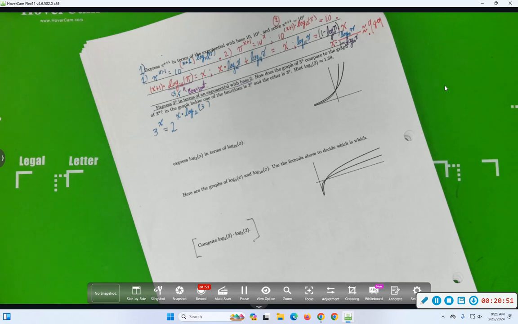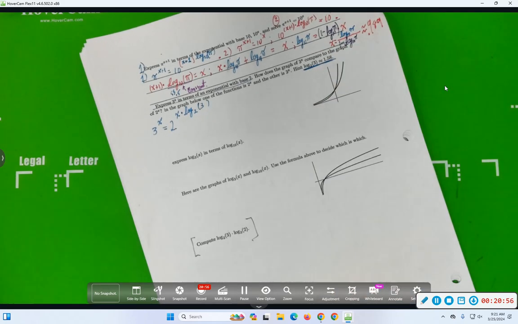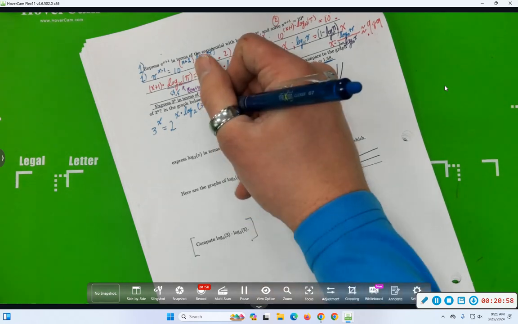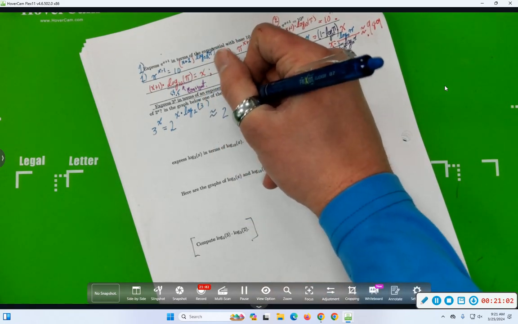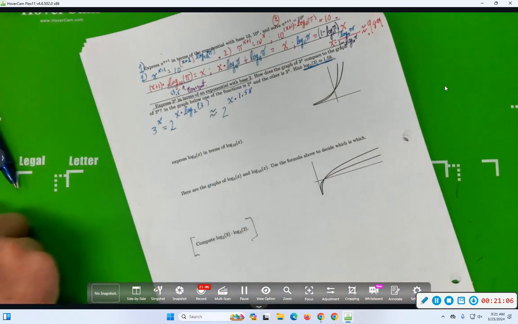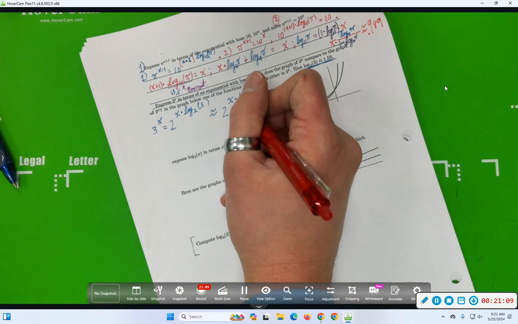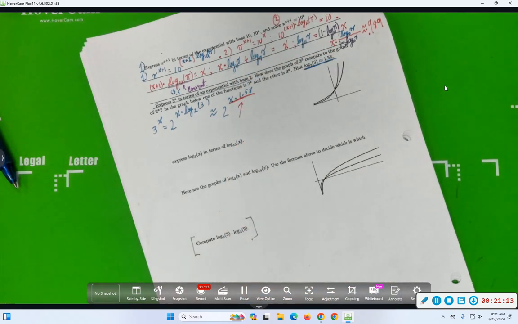All right. And I've provided a decimal approximation. Log base 2 of 3 is about 1.58. So let's just look at that. So that's pretty close to 2 to the x multiplied by 1.58. I want to make a quick graphing conclusion here. What happens to the graph of a function when you multiply the input by 1.58?